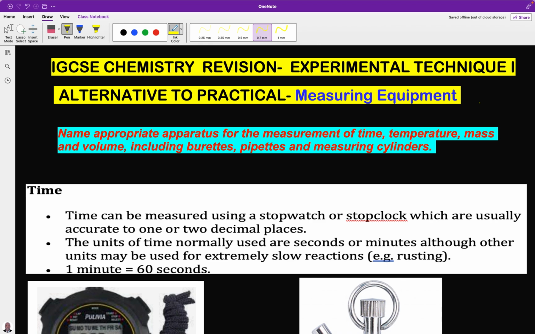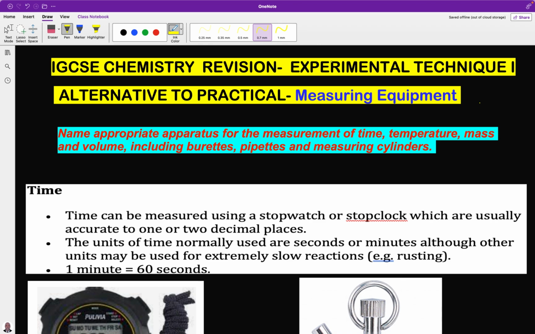Quite right. You know that in a chemical science laboratory, there are some basic laboratory equipment that are used. Learners, it is obligatory for you to know the basic equipment used for measuring in a chemical laboratory. So we will be starting with time.